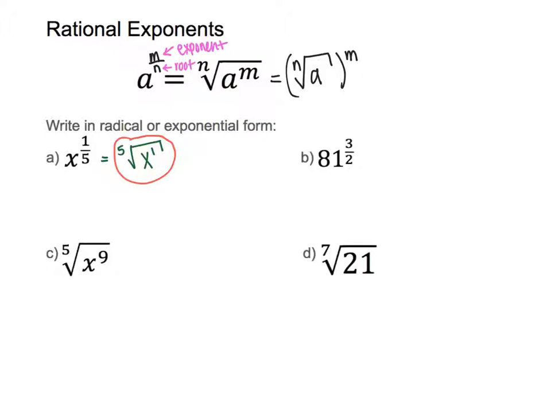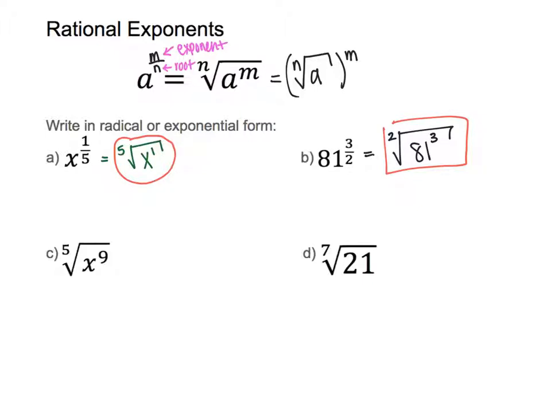So let's try out part B next. So this one here, I'm going to do the same thing. It's in exponential form, so I'm going to write it as a radical. 81 is my base. The exponent, the numerator, is a 3, and my root here is a 2. So in this case, I'm taking the square root. And so there we have it. That is our answer. We've just rewritten it as a radical.